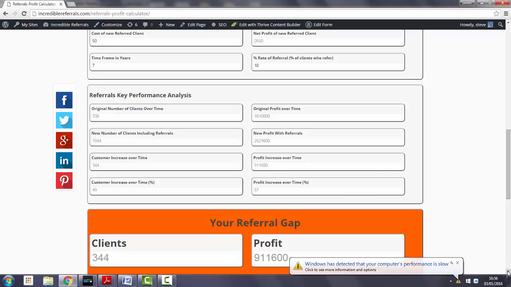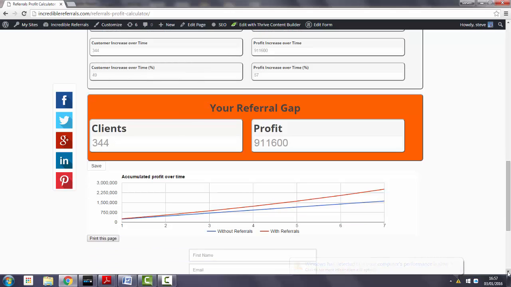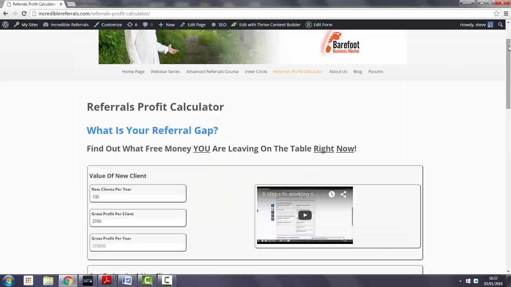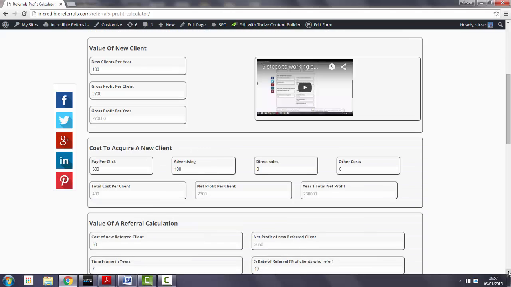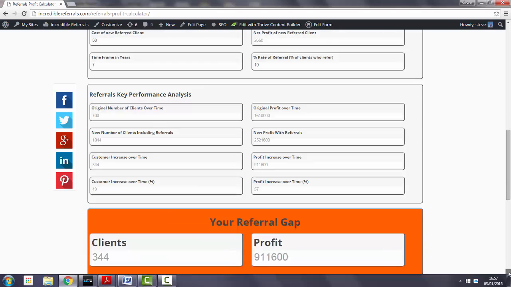So the gap that you're leaving on the table by just not having a very simple referral strategy, and this is for a small client over 7 years, can be absolutely enormous. And just little changes in your business, especially compounded over time, will make a huge difference to your profit margins.